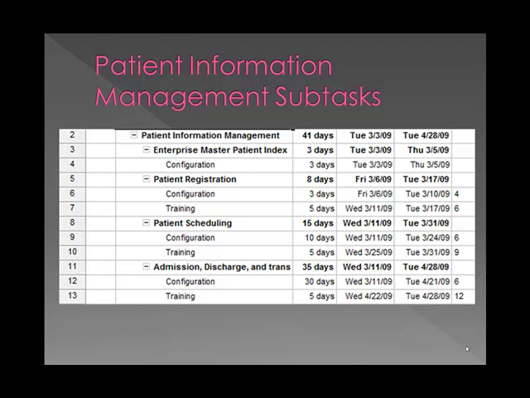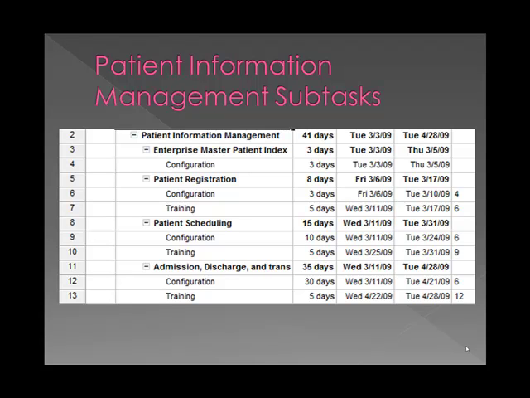Each of the 7 tasks have subtasks within them. The patient information management task has 4 subtasks. These subtasks are Enterprise Master Patient Index, Patient Registration, Patient Scheduling, and Admission, Discharge, and Transfer. All these subtasks require configuration and training, except Enterprise Master Patient Index, which only requires configuration. For the subtasks that require training, the training can only start once the subtask is configured.